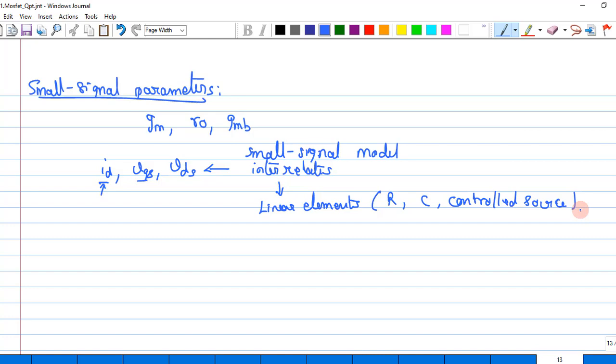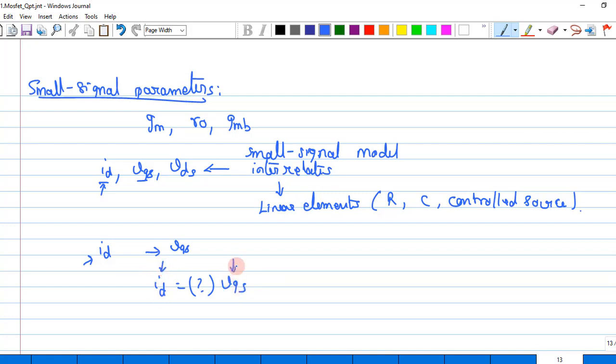Now what I do is, I just want to know how these incremental changes happen across my current ID when I make an incremental change across my VGS. Okay, so this is what I just want to relate, and possibly I want to figure out what relates this incremental change with that incremental change.